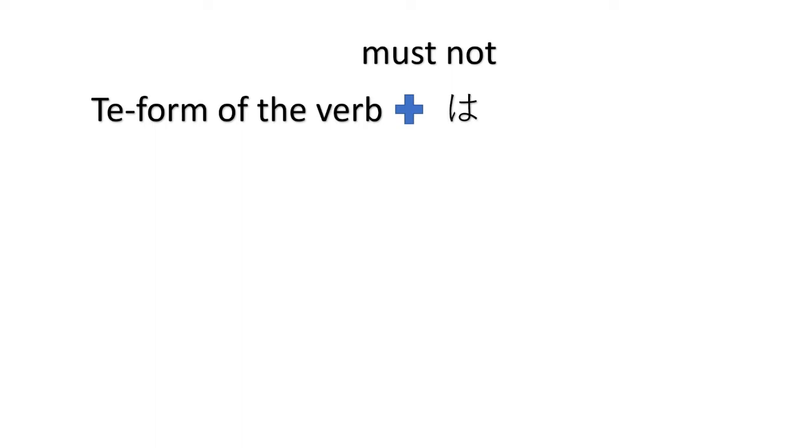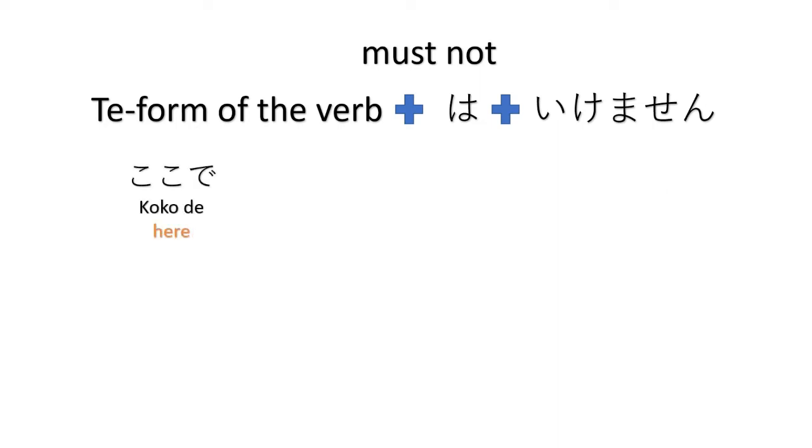Alright, now how do you say must not? Firstly, must not is a strong sentence, a strong prohibition that is only used by those persons in authority. Must not is formed by the te form of the verb. Okay? Te form of the verb plus wa plus ikemasen. So here we also use ikemasen, but with a different grammar rule. Te form of the verb wa ikemasen.